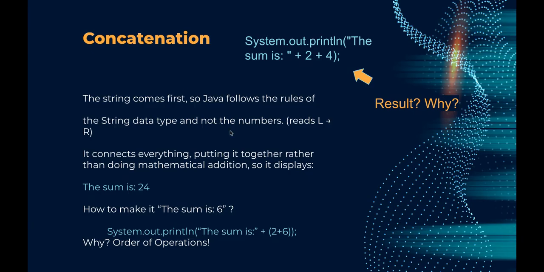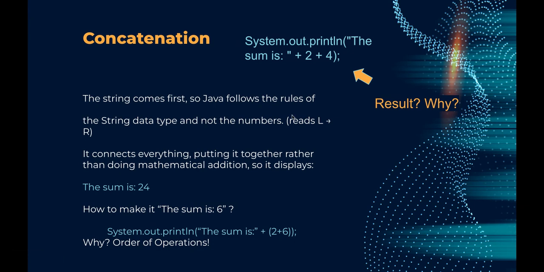This is because the string comes first. Java follows the rule that, okay, I see the string first, so I'm going to assume everything else is a string. I'm just going to put them together like a sandwich. It's not actually doing the math. So it's going to print "the sum is 24". It's concatenating everything, putting it together. It's not doing the math.